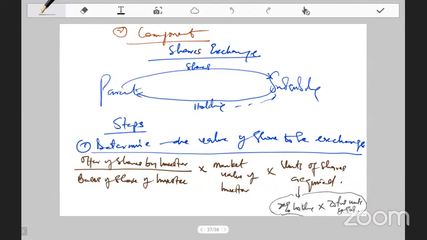Okay, I've really missed that part, so that is why I'm saying it now. Let me explain it again. Offer of shares by investor divided by basis of shares of the investee, times market value of the investor, then times unit of shares acquired. Did you get that now?